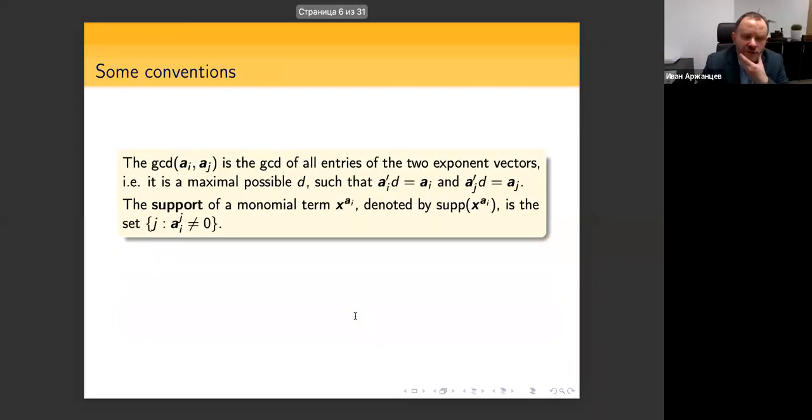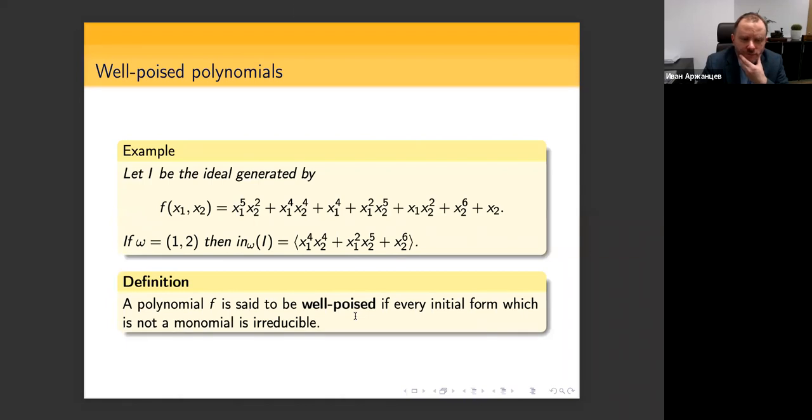Can you translate "well-poised" into Russian? Хорошо устроенный. No. Okay, this will be a task for you. Please translate it after the talk.